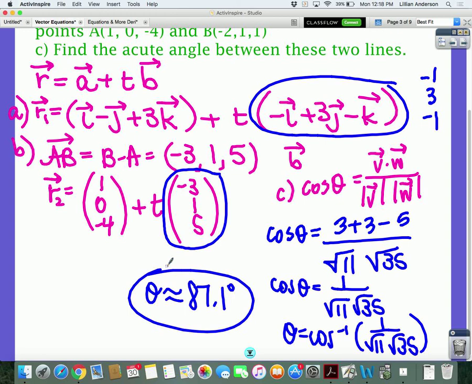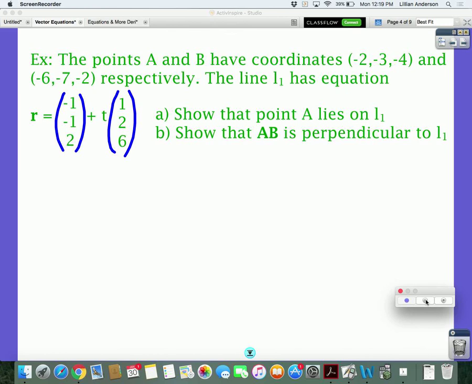Make sure you're very careful that the calculator knows it's doing 1 divided by the product of square root of 11 and square root of 35. Make sure you're also in degree mode. Alright, here's the next example.